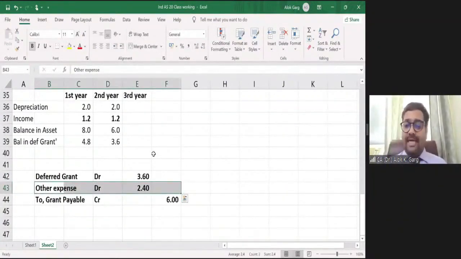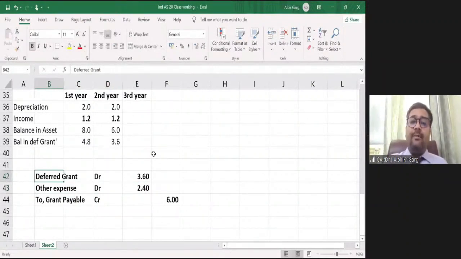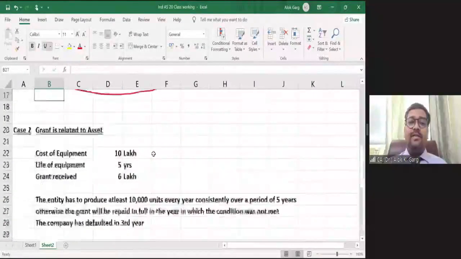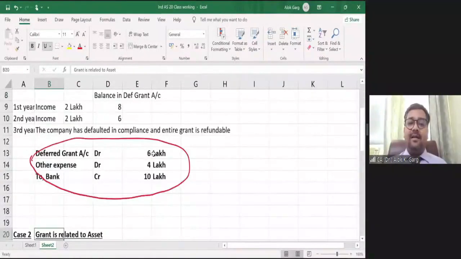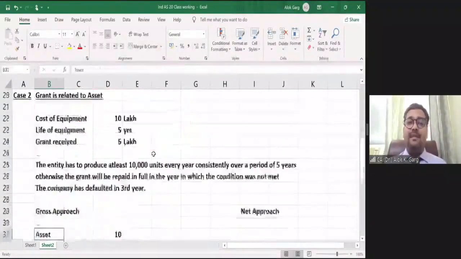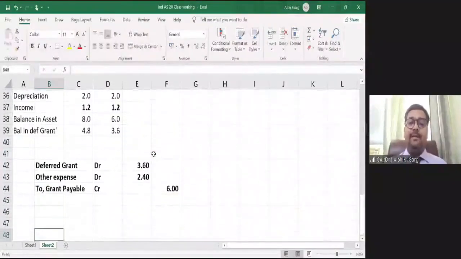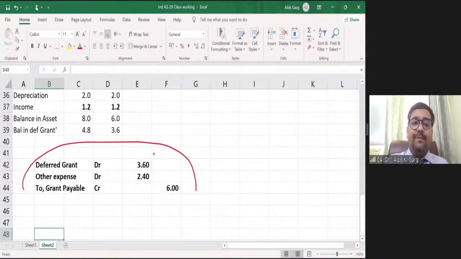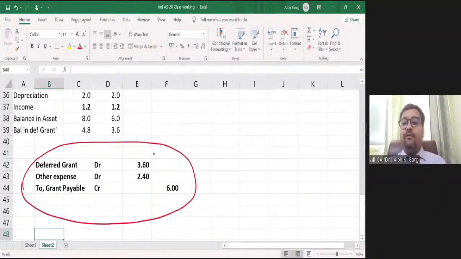So guys, I hope you are clear about the accounting entry. This accounting entry is the same as what we discussed in the income approach, the payment of grant relating to expense. First, whatever balance we have in deferred grant, we have debited that. Grant payable is recognized by the full amount, and the difference will go to the expense account.